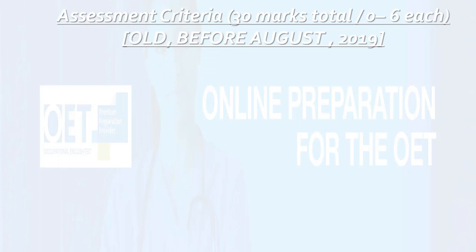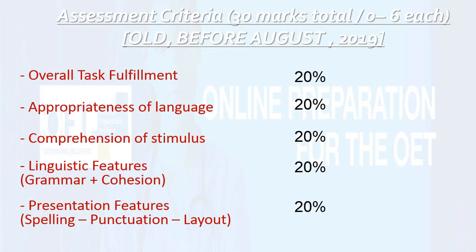Now, with the assessment criteria, we can divide them into two sections. The first section is before August 2019, and you will find that they were worth 30 marks in total. There are 5 sections, and each section is out of six. They are overall task fulfillment, appropriateness of language, comprehension of stimulus, linguistic features, and presentation features. After discussing these five criteria in detail, we will see how they have changed and whether this affects the difficulty of the exam or not.